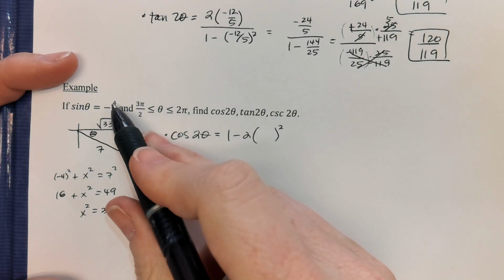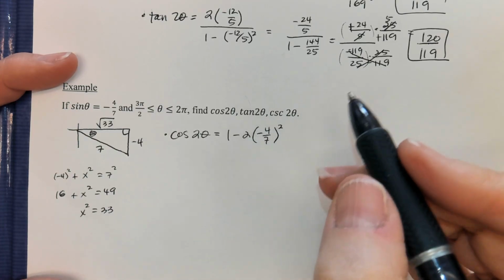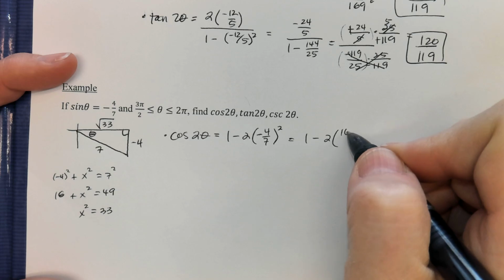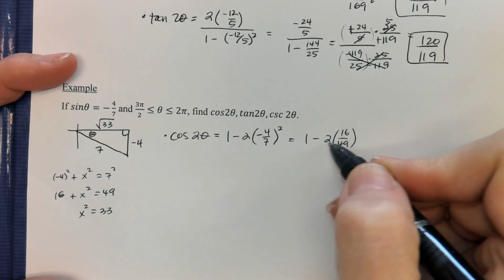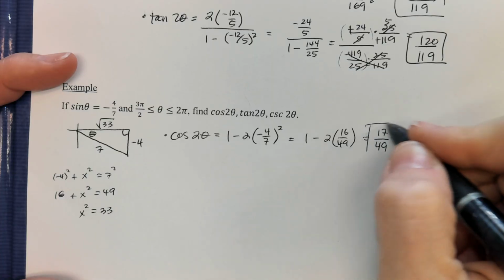And the sine in this triangle is negative 4/7. They gave that to me in the problem. So 1 minus 2 times, and if you square those, you get 16 and 49. Your calculator can do this for you. You can type that in. Just make sure you hit the fraction button. We want exact values, not decimals.